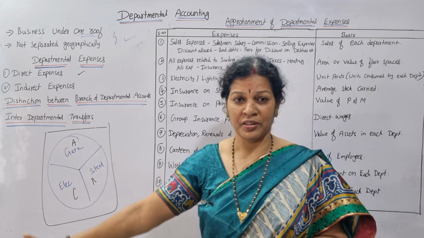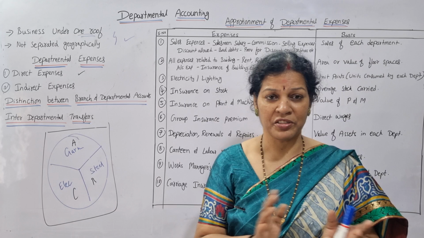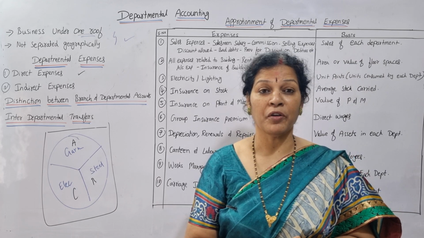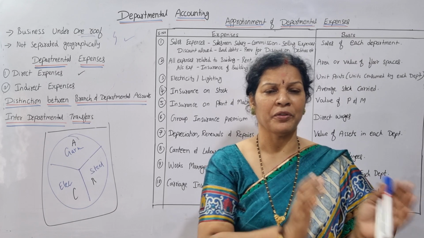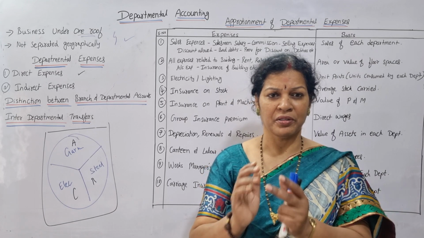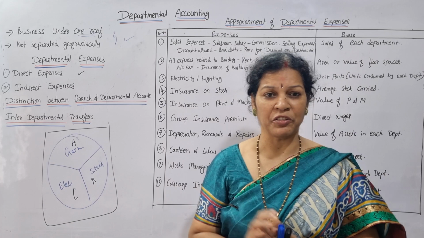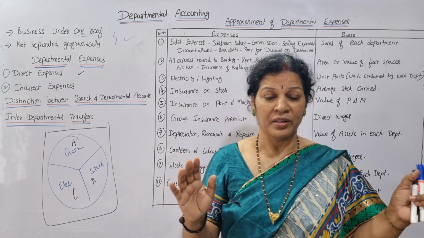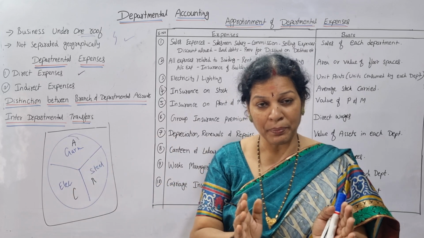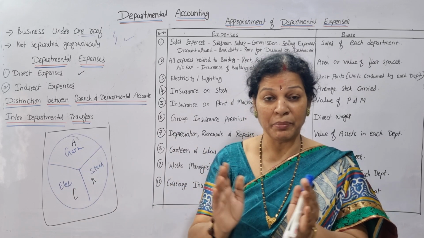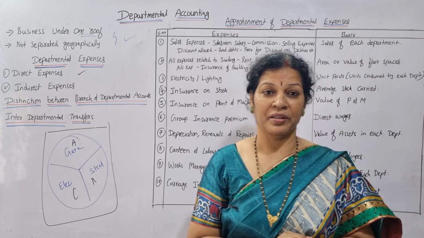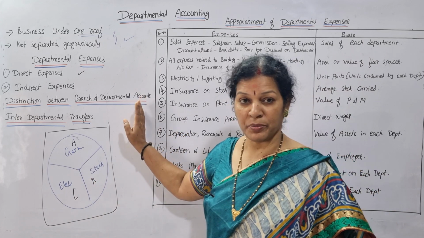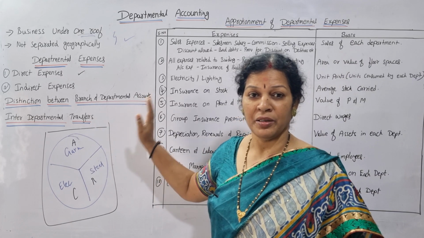Another important distinction is that branch accounts we prepare separately to know the profit of each separate branch. Profit of Hyderabad branch, how much you got, Kolkata branch, how much you got, Chennai branch, how much you got, we prepare separately. Branches are totally different. Departmental accounts also we prepare separately, like department A, B, but under one table only. That's the main difference between the branch accounts and the departmental accounts.